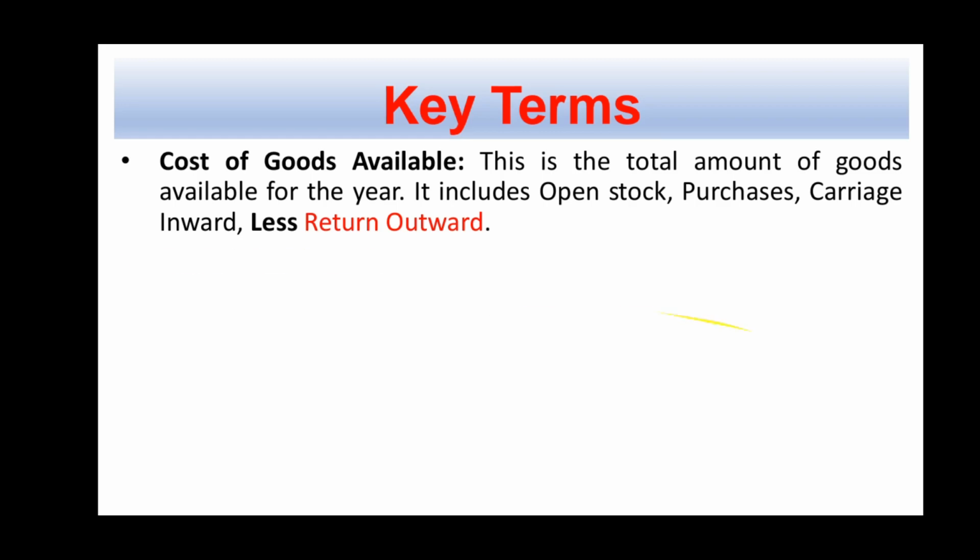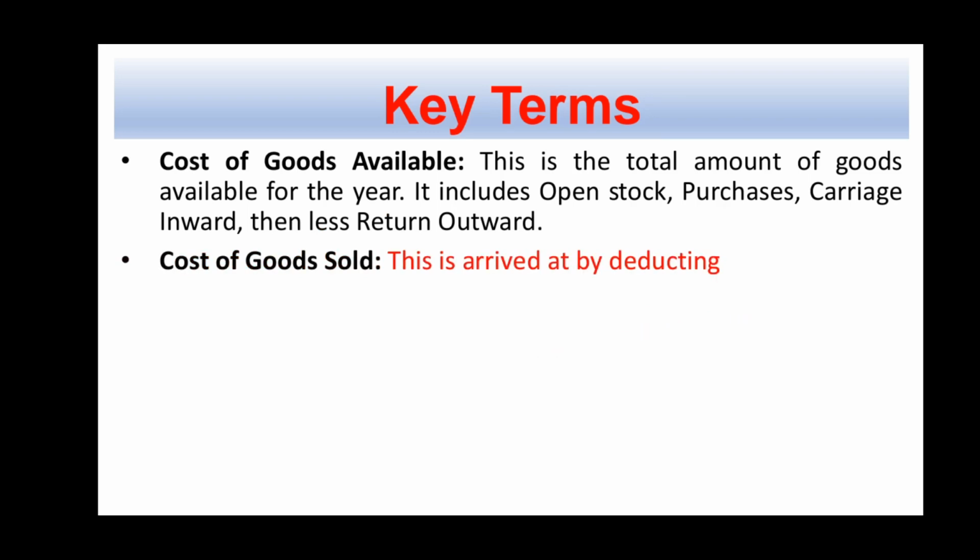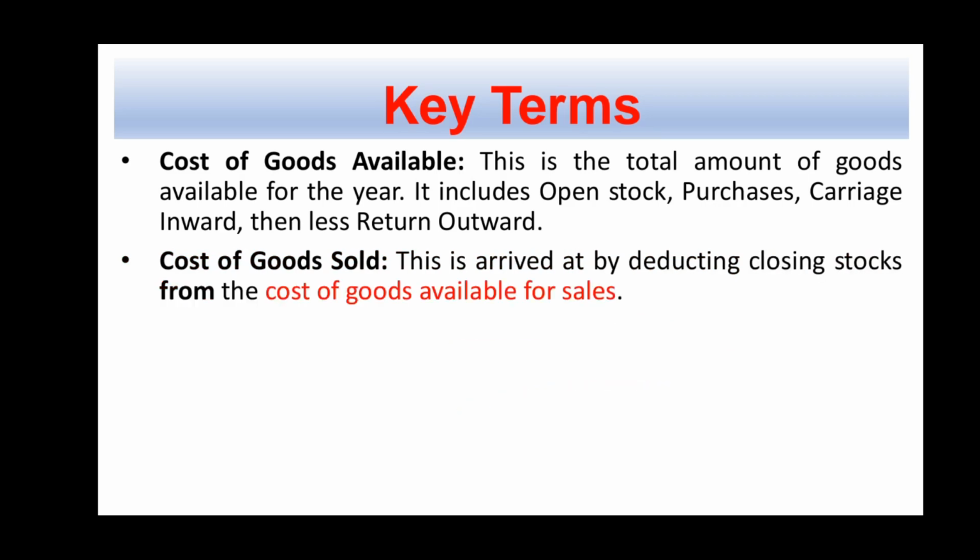Now, if you are talking about cost of goods sold, this is arrived at by deducting closing stock from cost of goods available for sales.